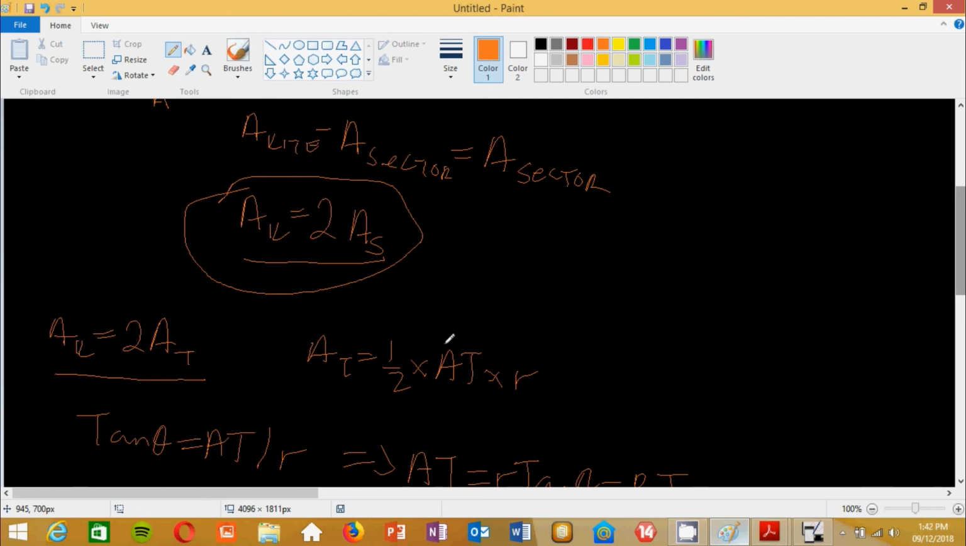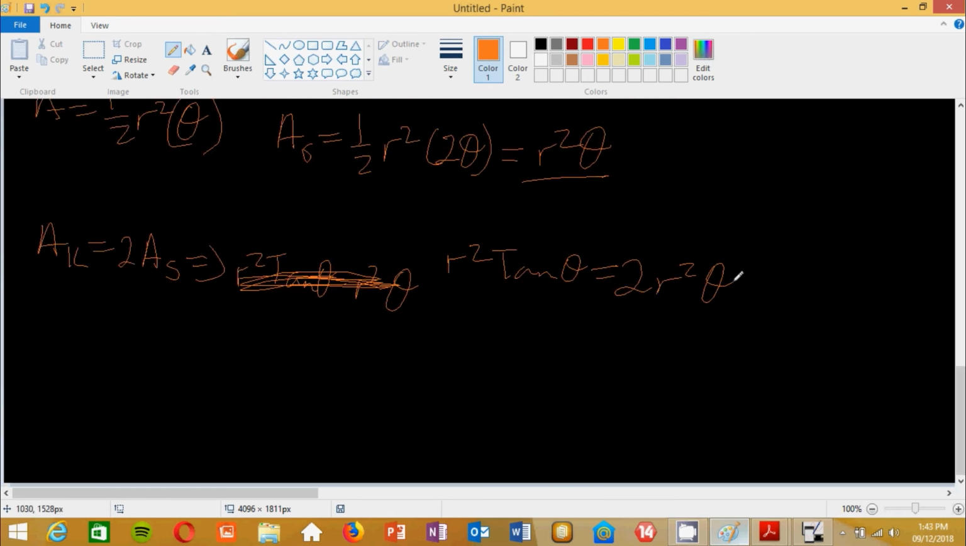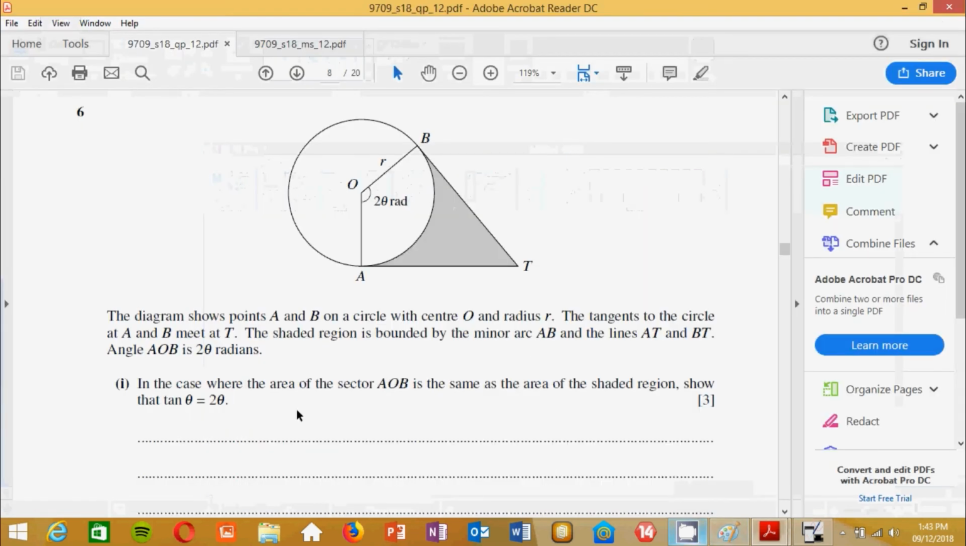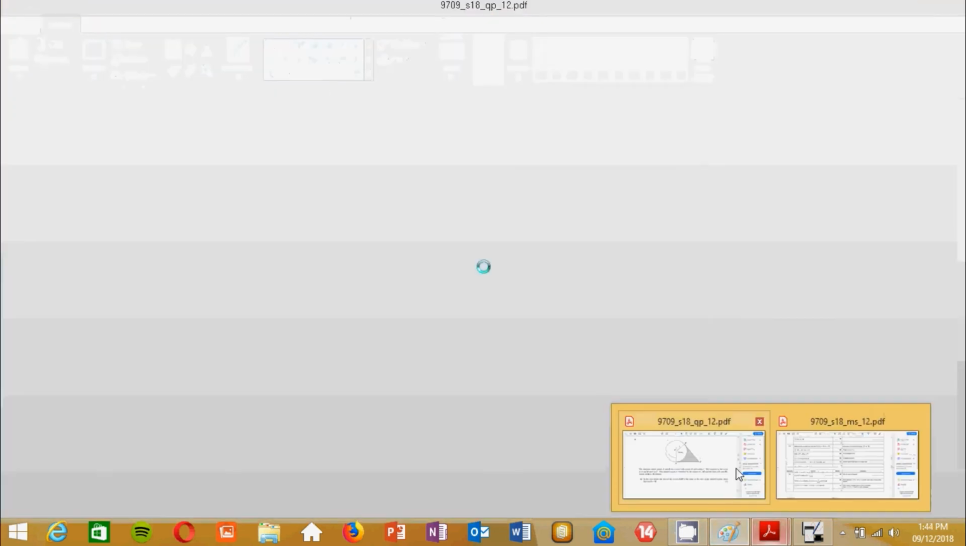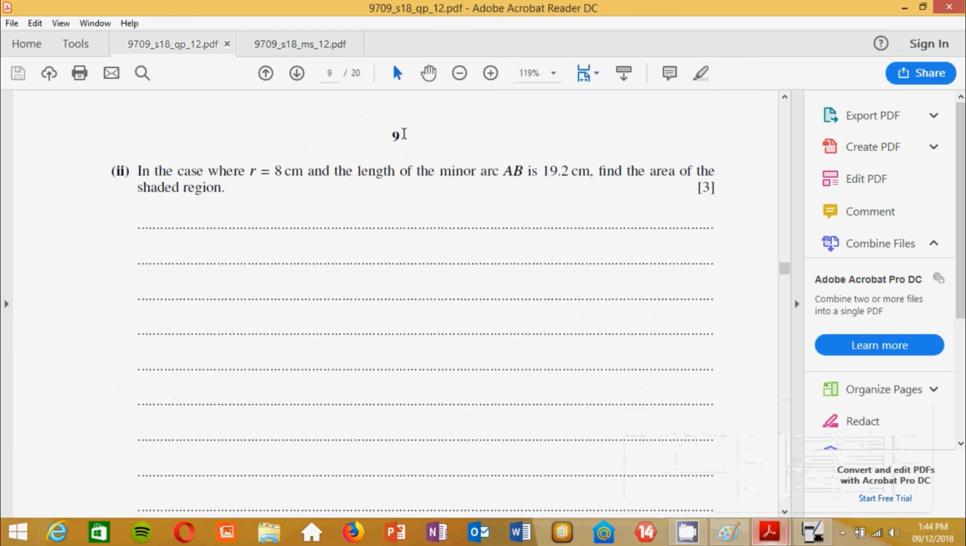So now I can plug this in here and say the area of the kite is equal to twice the area of the sector. And then what do I do? I divide both sides by r squared. If I divide both sides by r squared, I'm going to have tan theta is equal to 2 theta. And that's what the question has asked me to show. The question was, show that tan theta is equal to 2 theta. And that's exactly what I've done here. In the next video, we're going to look at part 2.